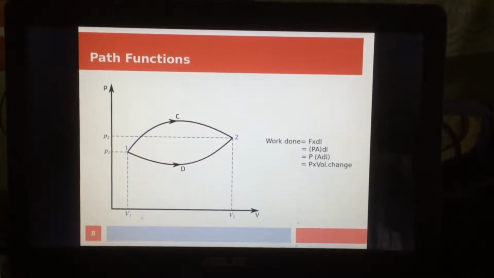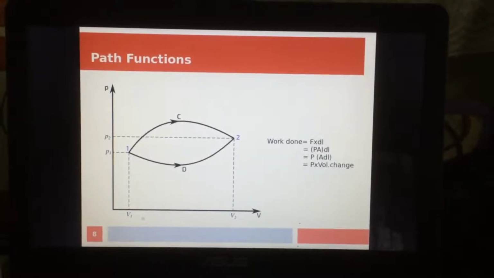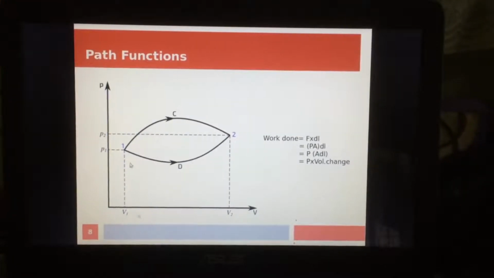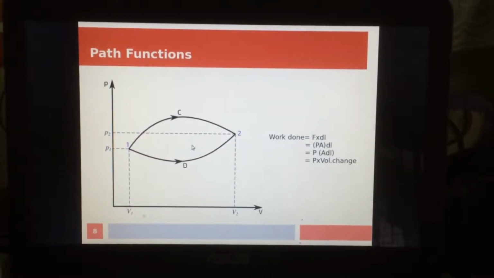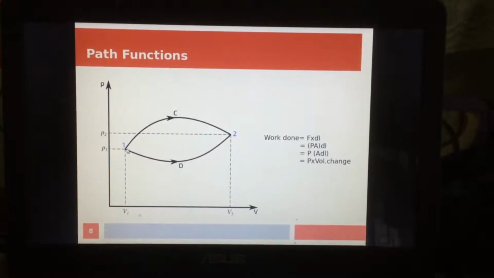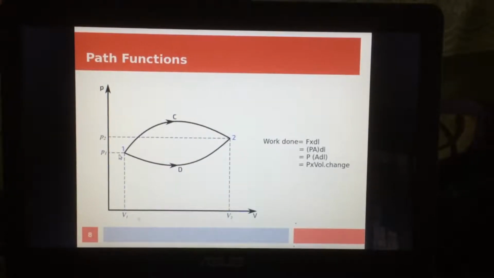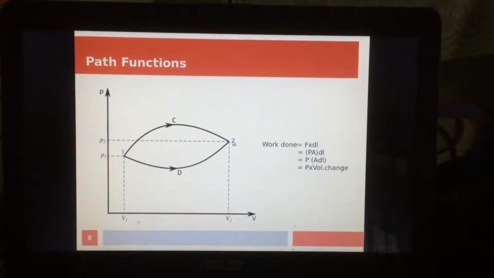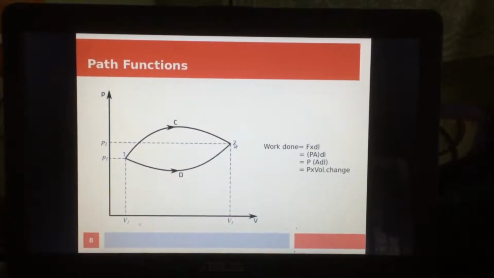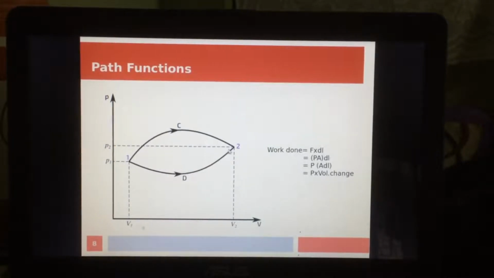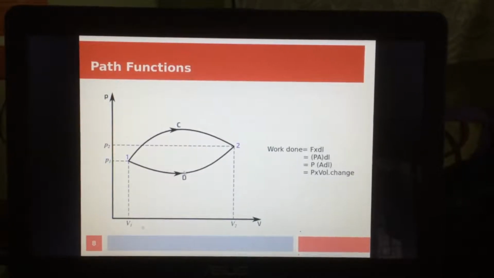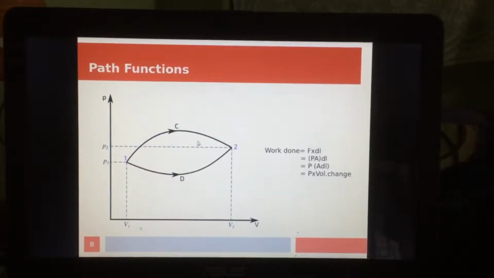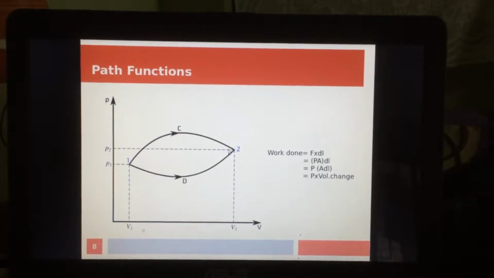We have plotted the PV diagram for a certain amount of gas, say. This is point 1, this is point 2. Point 1 has a certain value of pressure P1 and a certain value of volume V1, and point 2 has a value of pressure P2 and a value of volume V2. Now, we can go from 1 to 2 via two paths. One is touching D and the other is along this curve, through C.